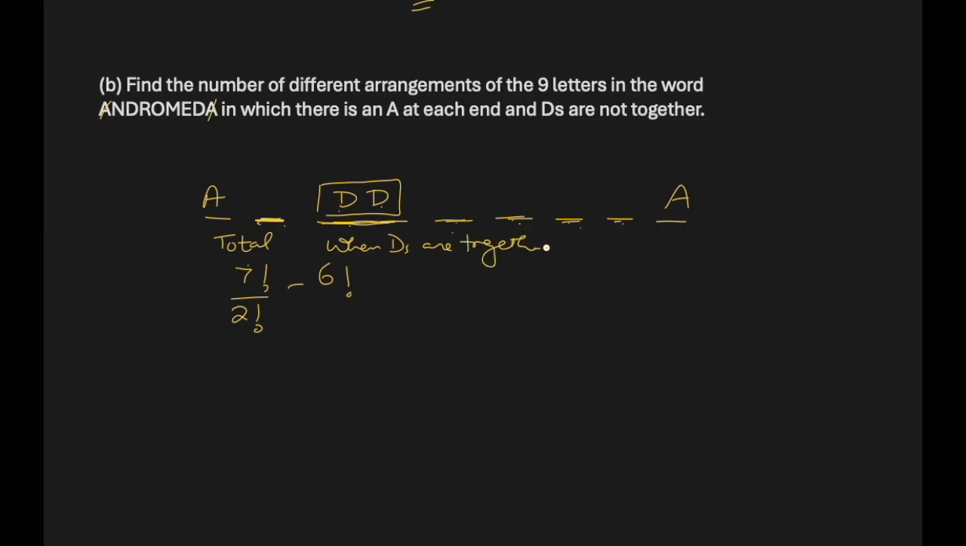So we subtract those cases when they are together, so they will be separated. So this becomes what? 5040 over 2 minus 720. So 2520 minus 720, which is 1800 ways.